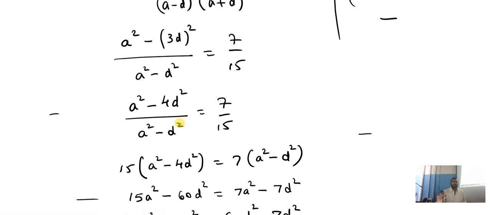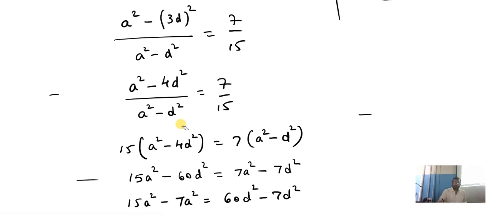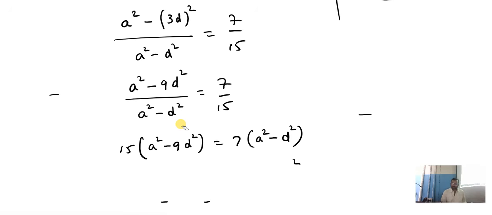So a square minus, instead of 4, what will come here? 3 square, 9d square. Correct? A square minus 3d whole square. A square as it is, 3 square is 9d square. Is this clear? Now, here what will become? 9. Clear? Now from here, a bit the values will change.